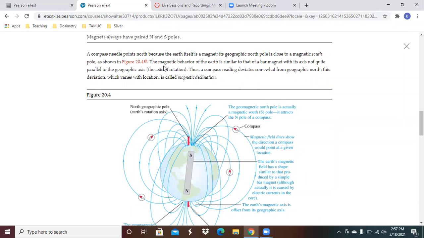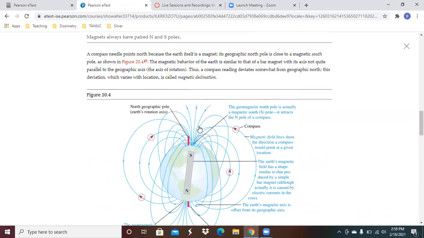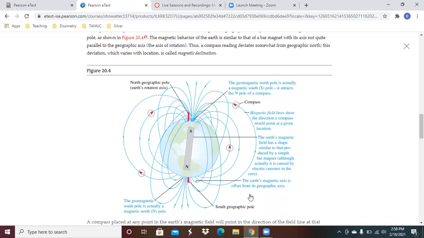The compass needle points north because the Earth itself is actually a magnet. Its geographic north pole is close to a magnetic south pole, as shown here. So you've got the Earth, you've got N, you've got S, and you can see how the magnetic field lines circle around. So the geomagnetic north pole is actually a magnetic south pole. It attracts the north pole of the compass, which would make sense. If you're here in North America and you have a compass that points north, then the north pole of that compass is actually attracting the magnetic south pole, which is located in the north. That's great for confusion, isn't it?